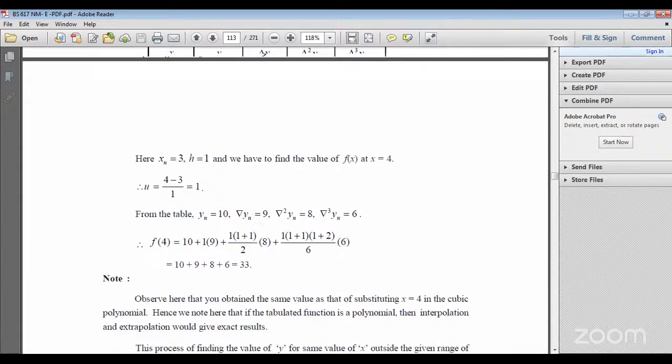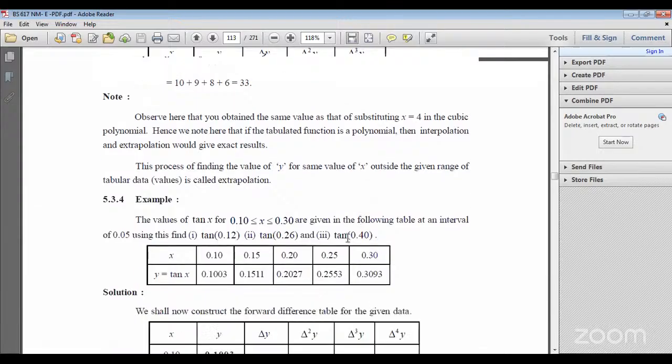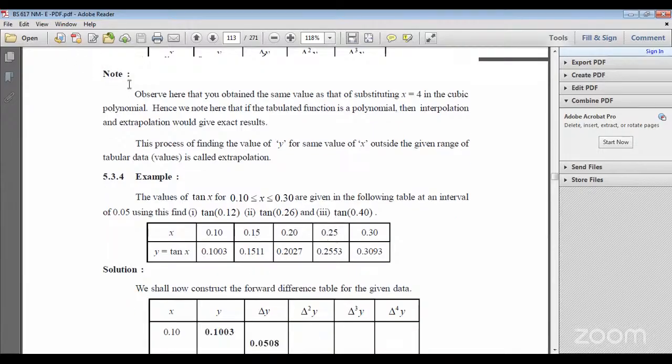Then nabla y is 9, 8, and the nabla of 2 yn is equal to also 6. 10 plus 9. So 1 plus 1 plus 1 by 2. 1 into 1 plus 1 plus 2 by 6. That is the total 33 we are taking here. Then another example we are taking, the next one.